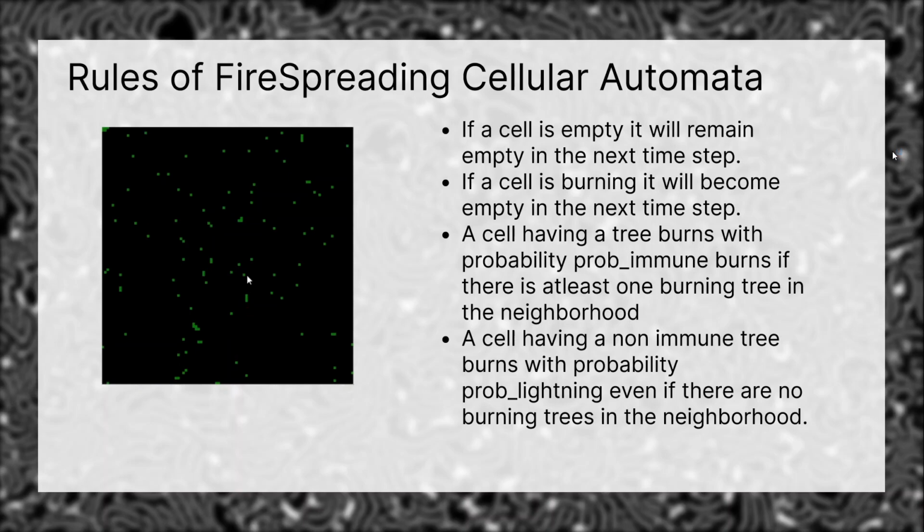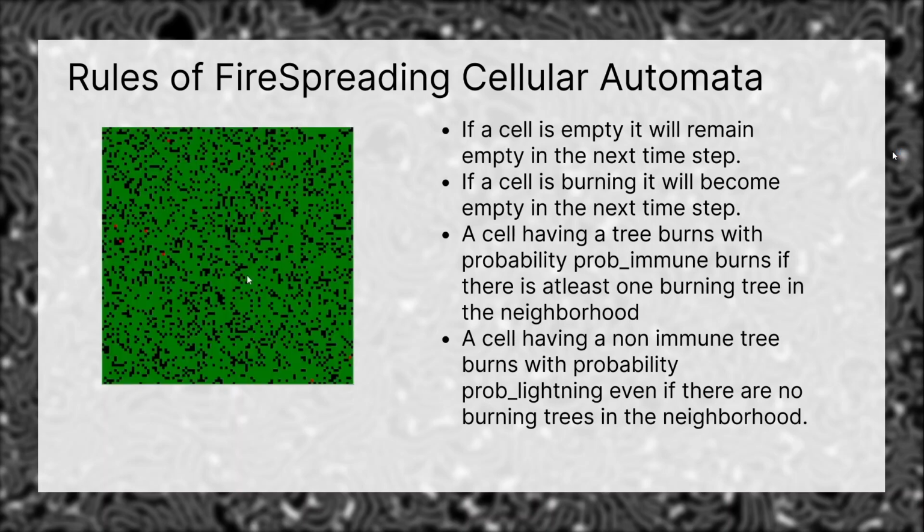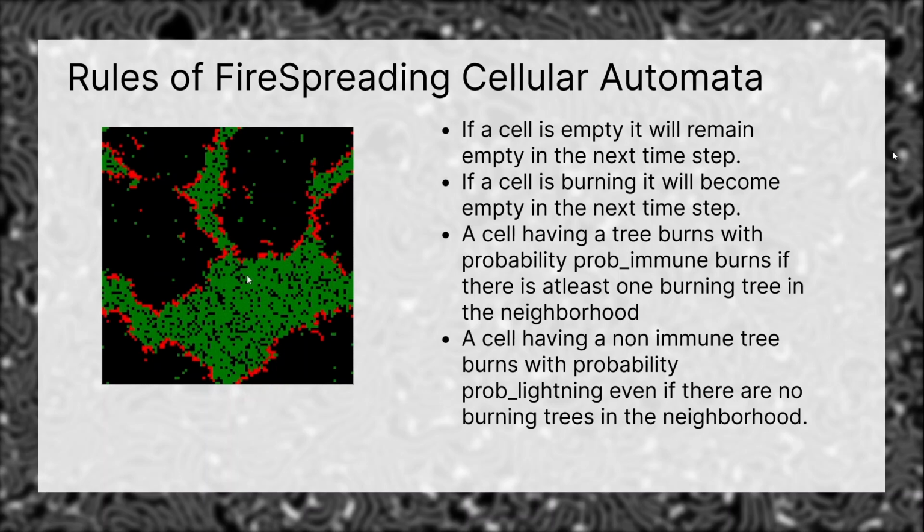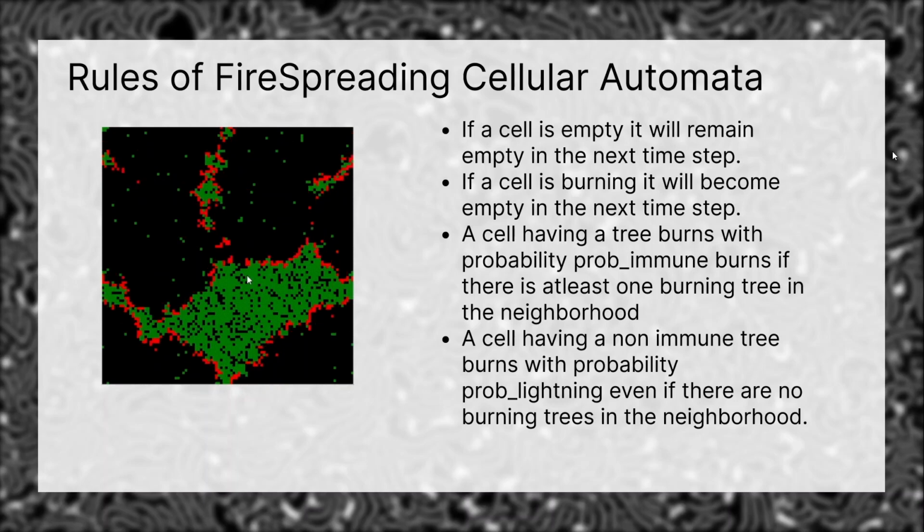So these are the four rules that will lead the simulation. If a cell is empty, it will remain empty in the next time step. If a cell is burning, it will become empty in the next time step. The third and the most important rule decides how the non-burning tree will catch fire.